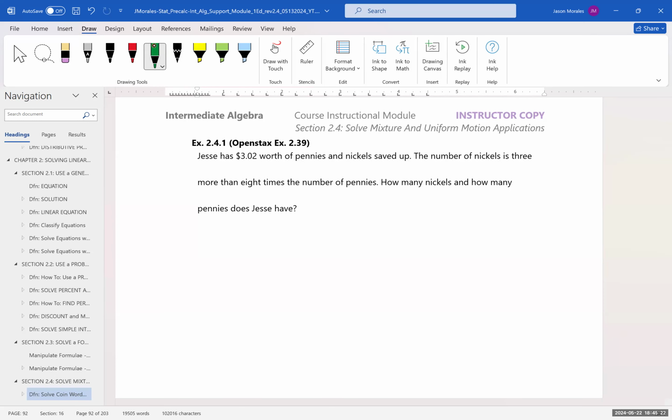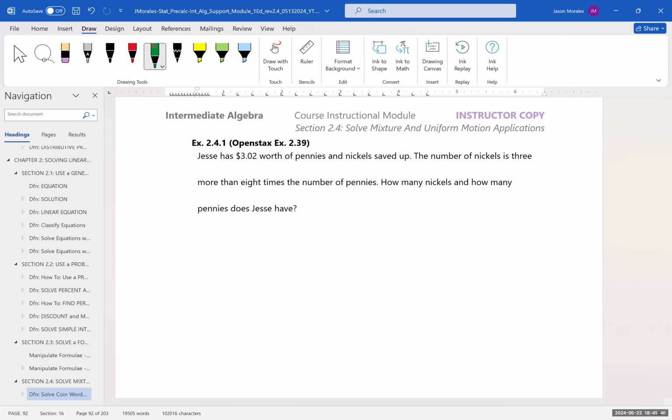All right, let's dive right in. So here we have an example. Jesse has $3.02 worth of pennies and nickels saved up. The number of nickels is three more than 8 times the number of pennies. How many nickels and how many pennies does Jesse have?